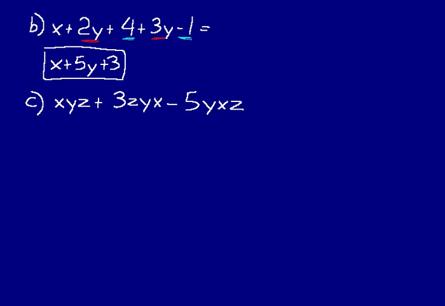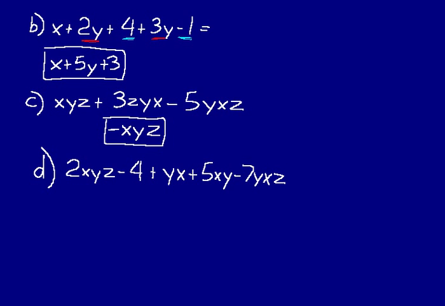So really all we're doing here is we're adding xyz, which actually that's 1 xyz, right? It's understood that there's a 1 out in front there. So we'd have 1 plus 3 plus a negative 5, or 4 plus a negative 5. And that would just be negative 1 xyz, or just negative xyz. We don't need to write the 1 on there. And so the simplified form there is negative xyz.